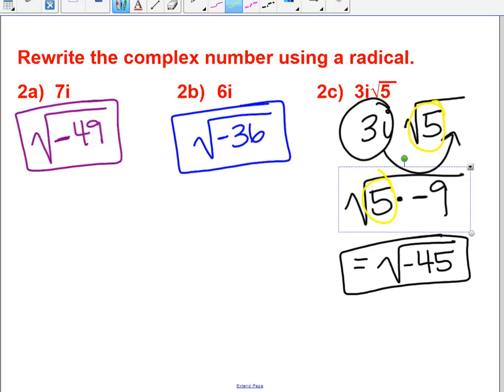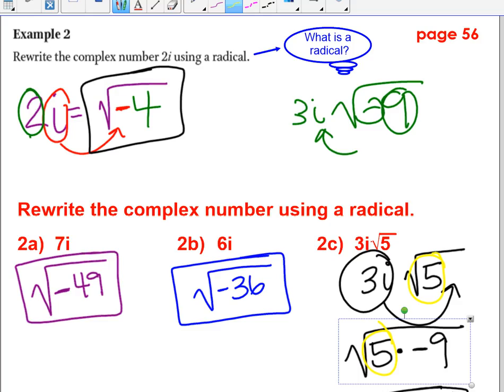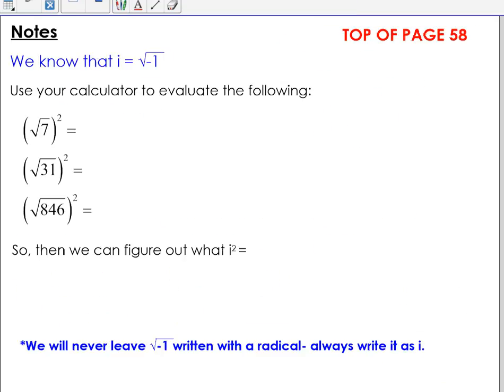Okay, so that's rewriting using a radical. Essentially, it's going the other way than the last lesson. Okay, so now, these are notes that you want to take.